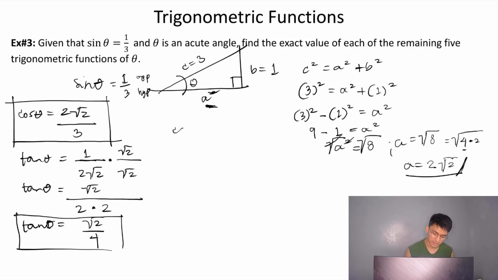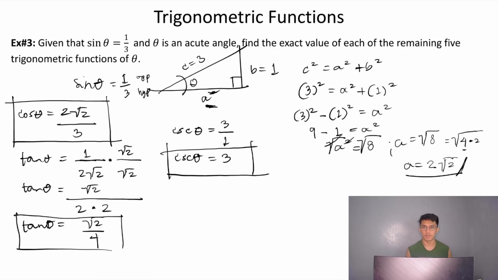Next, for cosecant theta. Yung cosecant theta natin, again, kabaliktaran or reverse function ng sine theta. So, isulat na lang natin dito as 3 over 1. Or simply, cosecant theta is equal to 3 na lang. Yan. And yung pang-apat na or pang-limang function natin, yung secant theta.